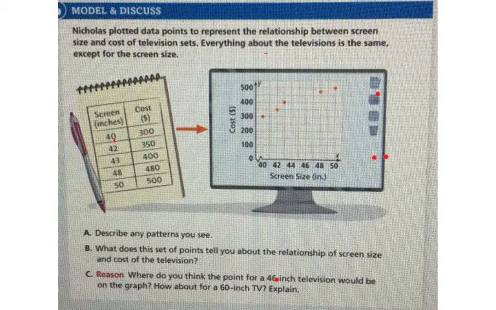What about a 60-inch TV? Where do you think it would go? Okay, that's a little harder to predict because we don't have anything to the right of it, right? But we do know that we could expect it to be more than 500, because if a 50-inch was 500, we'd expect a 60-inch to be higher than that. All right, so let's look at our first example.